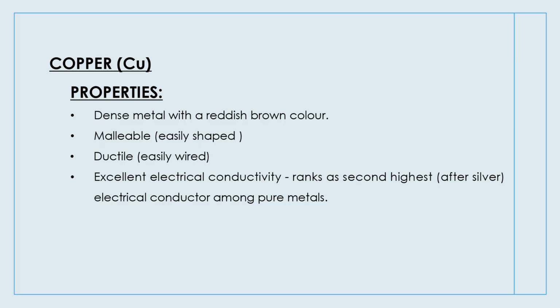As we know, copper is a transition metal. It is a dense metal with a reddish brown color. It can be shaped easily, and we also have the wiring of copper, usually at homes. So it is malleable and ductile. It is an excellent electrical conductive metal, and it is ranked second highest after silver as an electrical conductor among the pure metals.